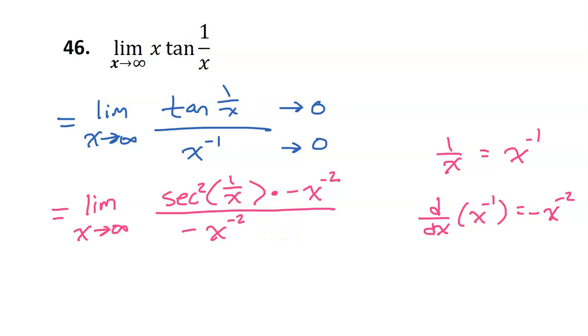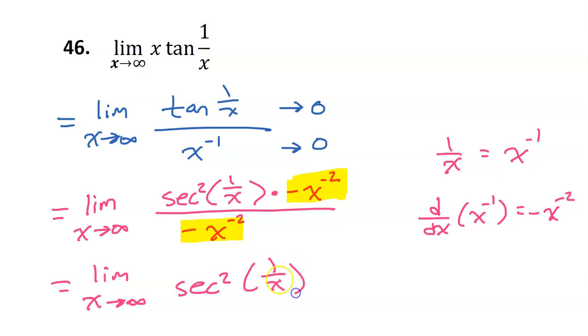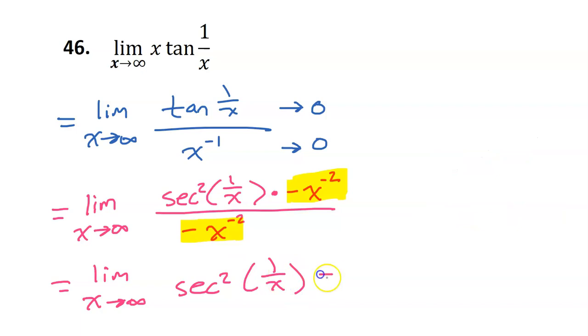Interesting. Well, since I have negative x to the negative 2 power in the numerator and the denominator, I can definitely cancel that out. So I end up with the limit as x approaches infinity of secant squared 1 over x. However, as x approaches infinity, 1 over x approaches 0. So this will equal secant squared of 0. And this is just 1, and that's going to be the answer.